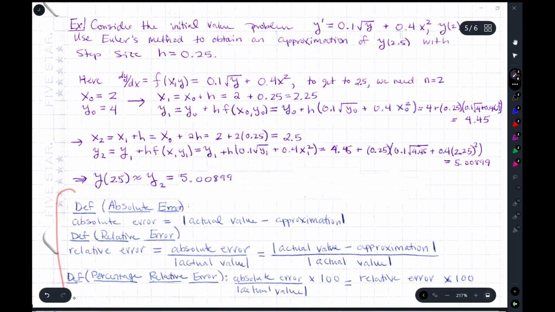But nevertheless, let's go ahead and define ideas that will help us compare actual solutions to numerical approximations. So one is the absolute error, which is the absolute value of the actual value minus the approximation. You also have relative error, where you take the absolute error above and divide by the actual value. So you have the actual value minus the approximation over the actual value. And you also have something called percentage relative error, where you take the relative error and multiply it by 100. So you'll have absolute error over actual value times 100, or just the relative error times 100.